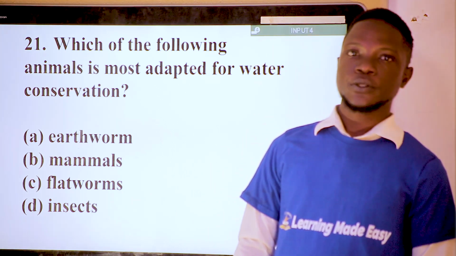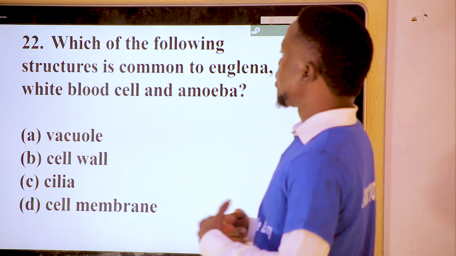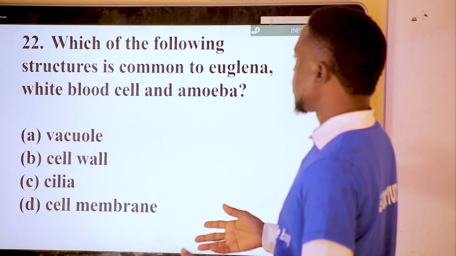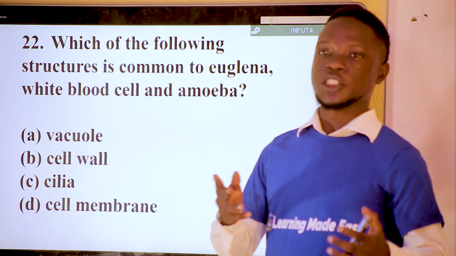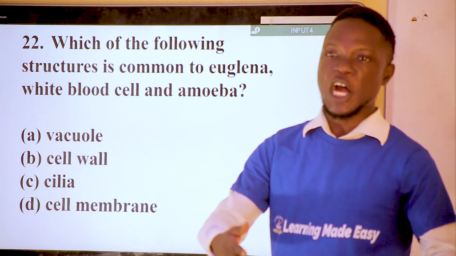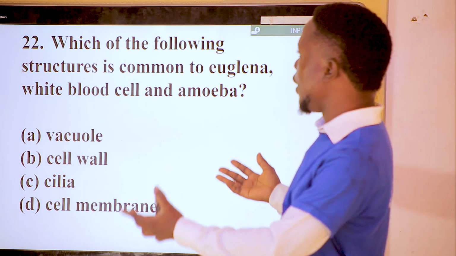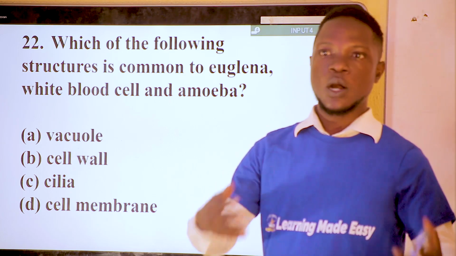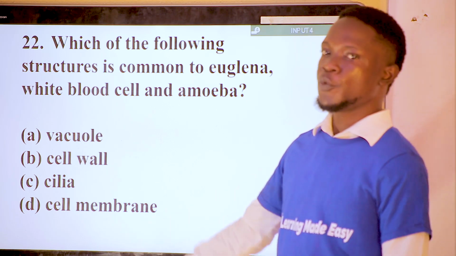Next question. Question number 22. Which of the following structures is common to Euglena, white blood cells, and amoeba? From here we can see that this is a combination of plant cells and animal cells. And one of the similarities that they have is that they both have a cell membrane. So that means that a cell membrane will be common to Euglena, white blood cells, and amoeba. So the correct option is option D, cell membrane.